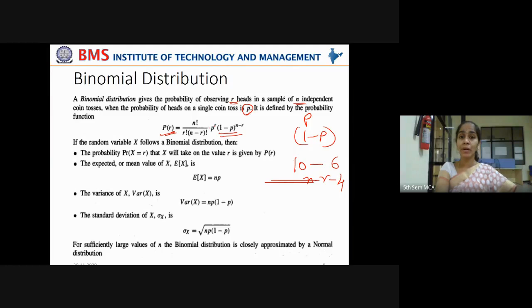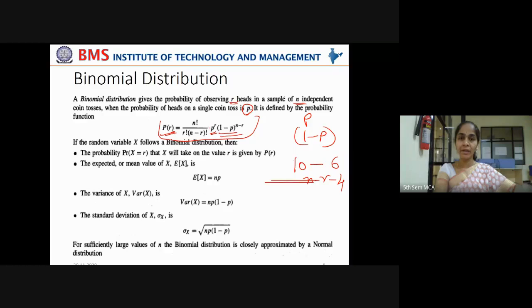R times. The probability of observing R heads, the number of times heads has appeared is R. That is why it is written as P power R, multiplied by the number of times tails are observed. Tails are observed means it is not the probability we are interested in, so it is 1 minus P. And how many times is it observed out of n? Out of n, you subtract the number of times heads are observed, that is R. So it is n minus R. That is the binomial distribution formula. This is how you can write the binomial distribution formula.